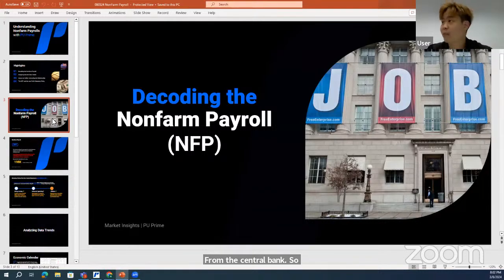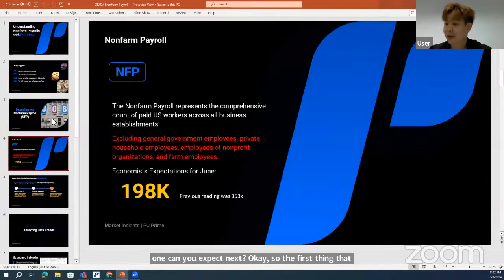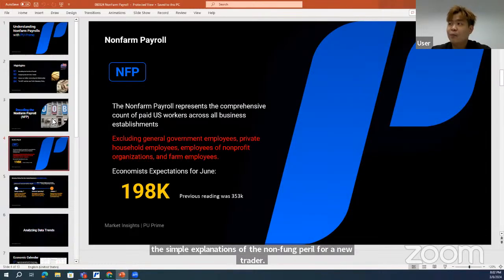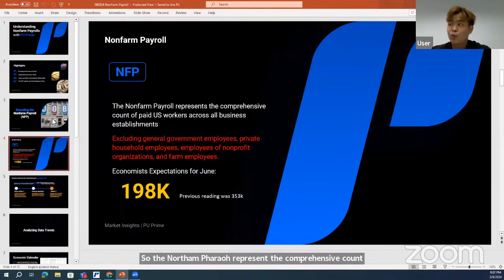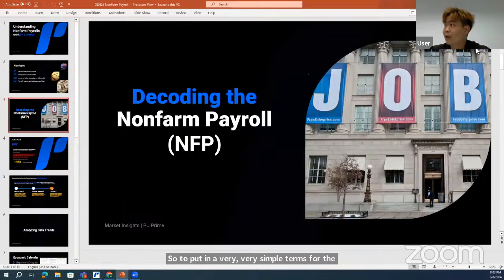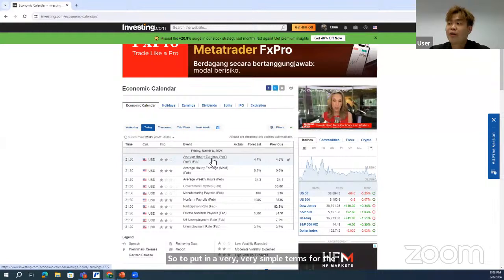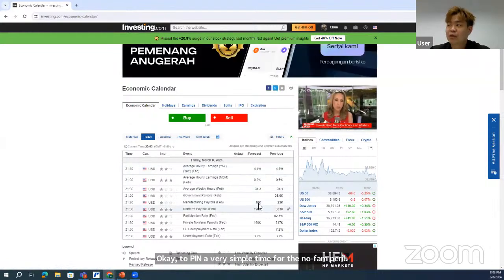So the first thing we will talk about is decoding the non-farm payroll, or a simple explanation of the non-farm payroll for new traders. The non-farm payroll represents the comprehensive count of paid US workers across all business establishments, excluding general government employees, private household employees, employees of non-profit organizations, and farm employees. To put it in very simple terms, the non-farm payroll is one of the major readings in the United States, the major jobs data in the United States.